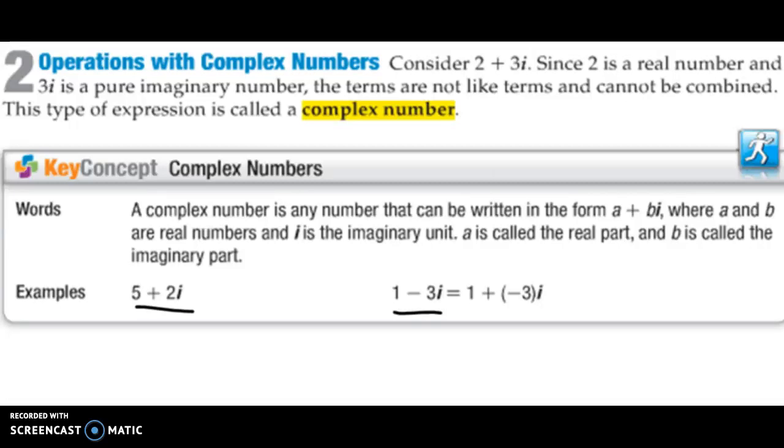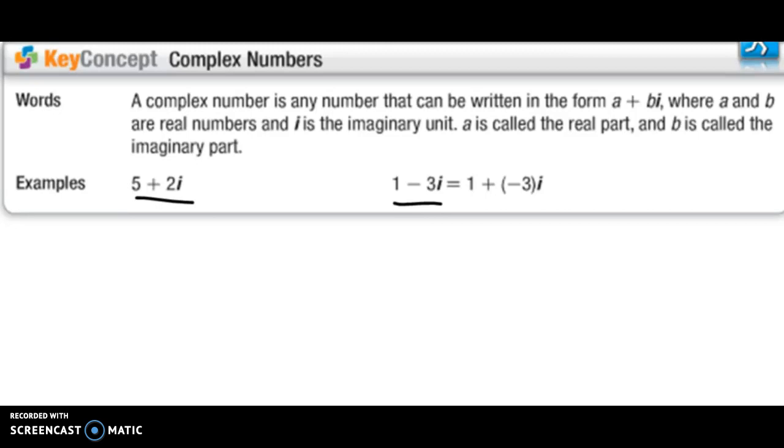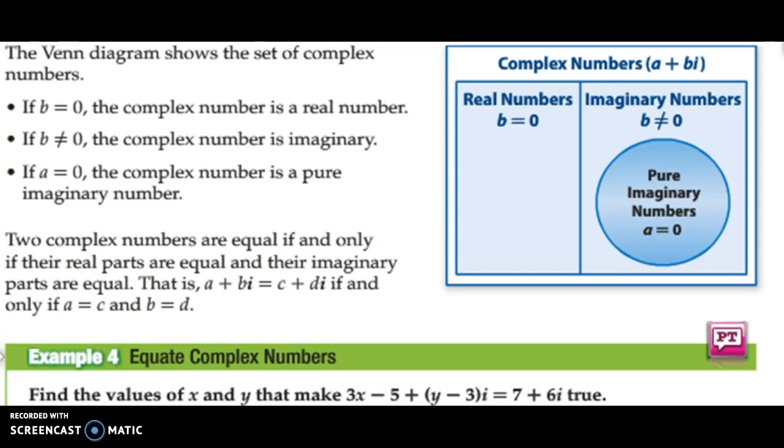So the reason we learn about imaginary numbers is so that we can start writing numbers in complex number form. That form is anything that can be written in the form a plus bi, where a and b are both real numbers. So for example, 5 plus 2i, or 1 minus 3i, and obviously that's the same as adding a negative. So those are complex numbers. Now the reason we have complex numbers is because there's a whole set of real numbers, and then complex numbers combine both real and imaginary numbers.